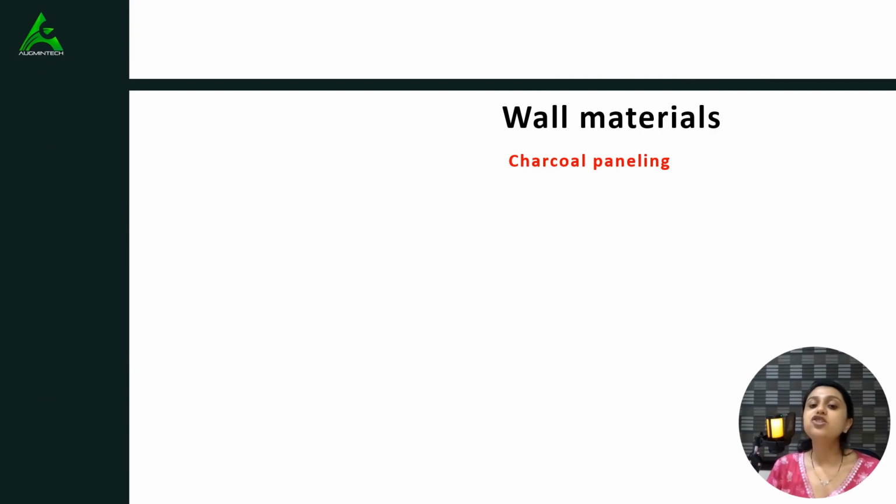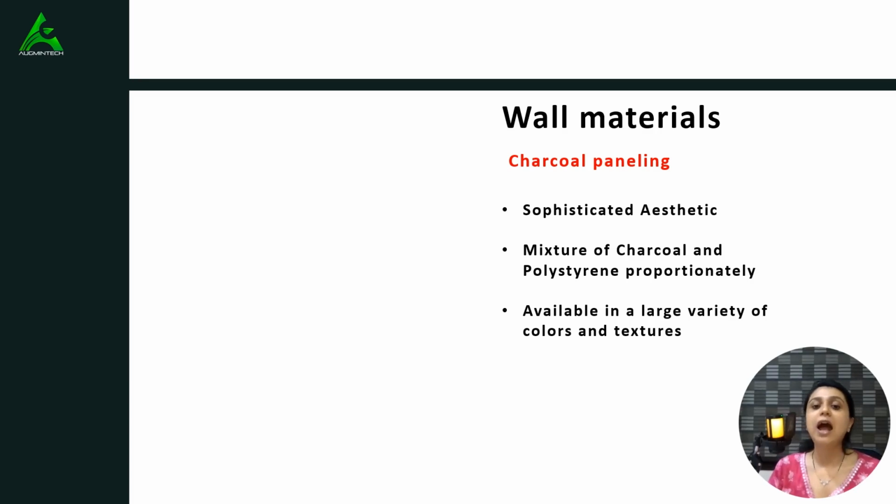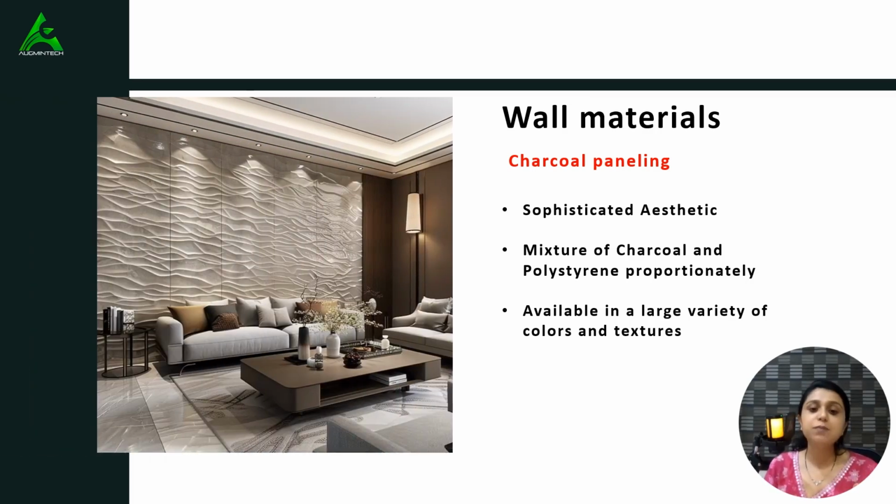Now comes a very popular one also, called charcoal paneling. Charcoal paneling literally means that it has charcoal and polystyrene in it. Polystyrene, if you know, is basically high density thermocol, which is now combined with your charcoal, and then they create these panels. Now, these panels look somewhat like this.